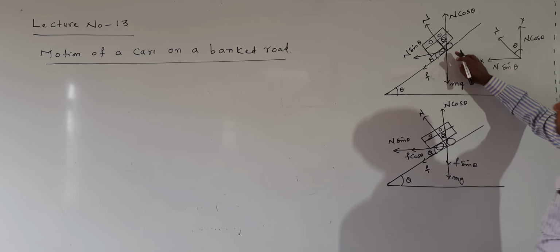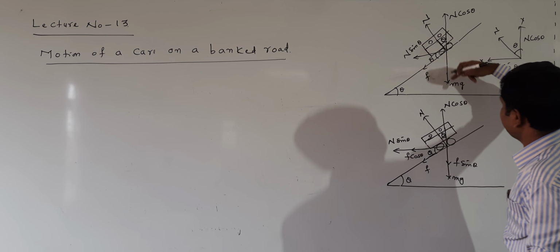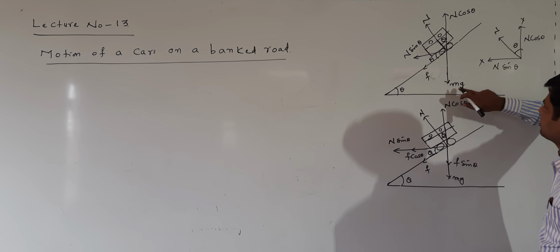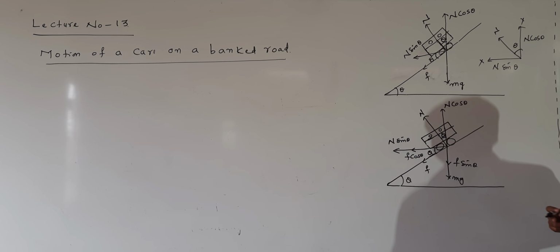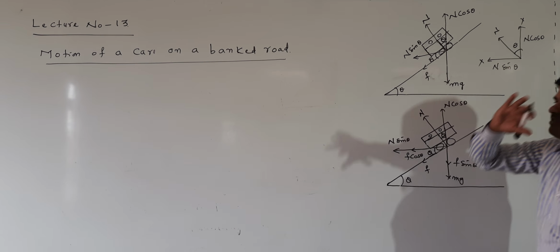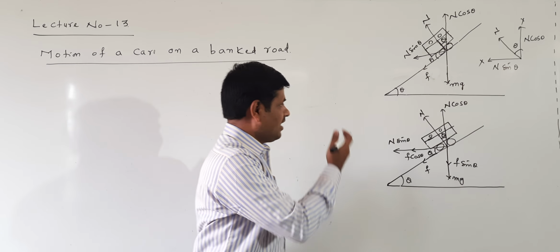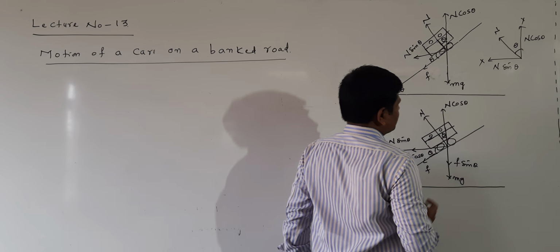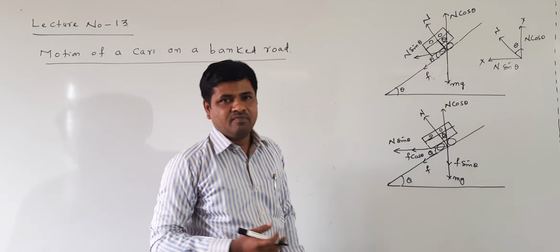Now here the normal reaction n is acting in this direction. Weight is always acting towards the center of the earth. mg is acting in this downward direction. Right. This is the complete explanation of this diagram. Again we are drawing this diagram below. The same diagram I am drawing once again here.